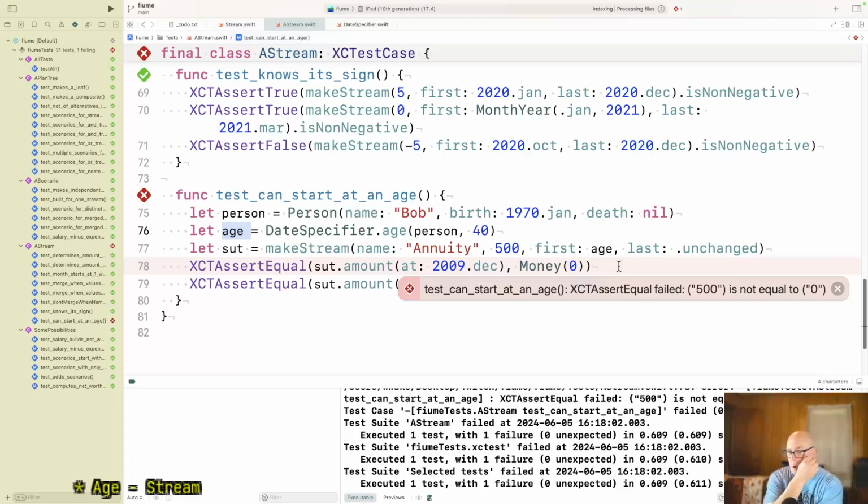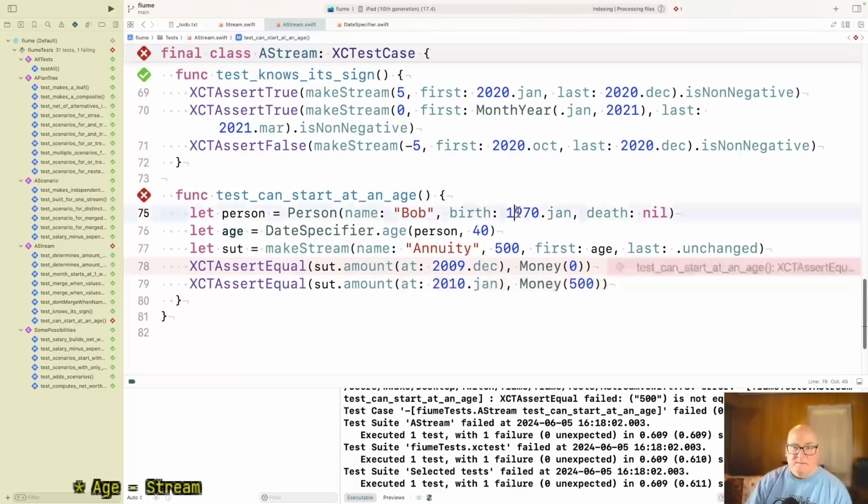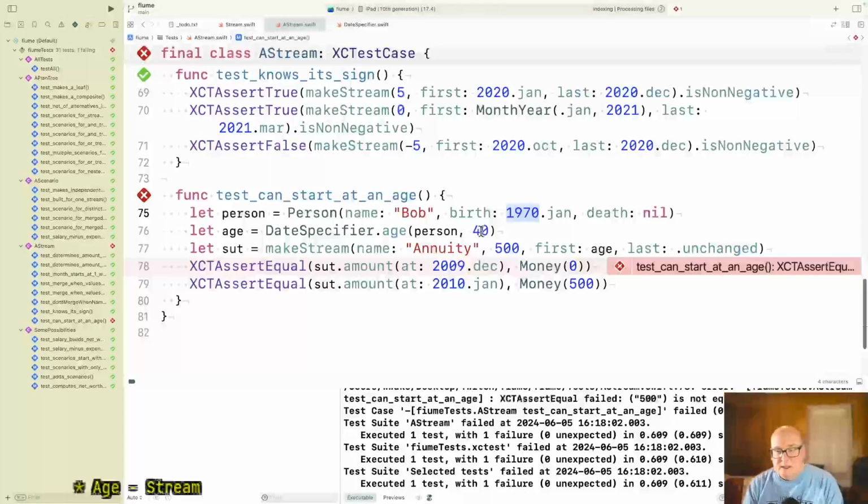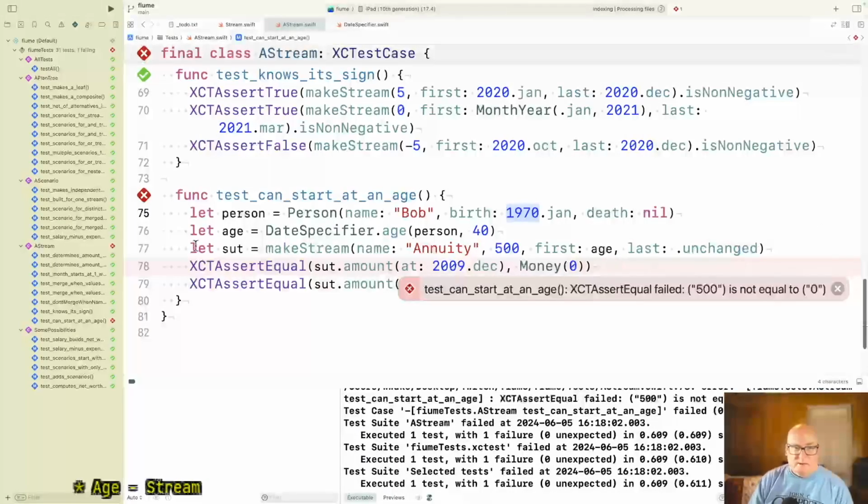500. Okay, he's born in 1970. Well, I don't know why. He's 40 in 2010. That January, he gets the 500. Could I be off by one?